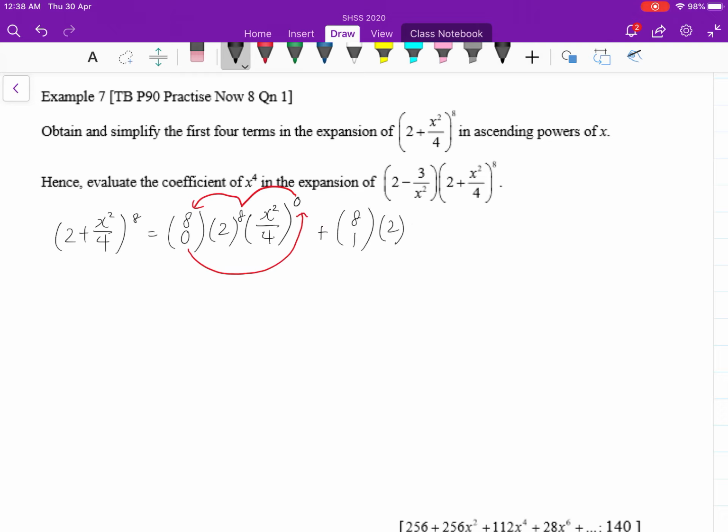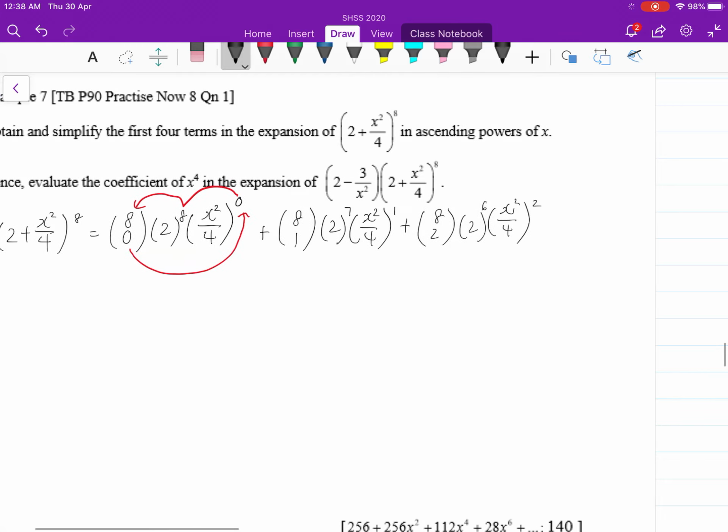Then x squared over 4. Now remember the 1 goes up here. 1 plus 7 gives you 8, plus the next one is 8, 2. x squared over 4 to the power of 2, 2 to the power of 6. 2 plus 6 gives you 8. Now that's 3 terms. The last term, 8, 3. x squared over 4, this is power 3, this is power 5. 3 plus 5 gives you 8, plus dot dot dot.